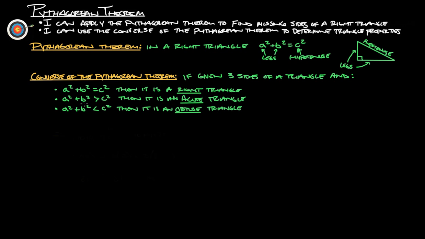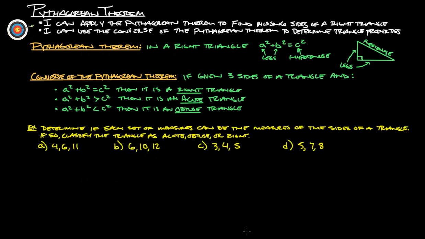We will then know if we have a squared plus b squared, and that's bigger than the c squared, then that means it has to be an acute triangle. Okay, and then also if we have a squared plus b squared, if those two added together are less than c squared, then we know that it has to be an obtuse triangle. Okay, so let's take a look at some examples to help that idea.